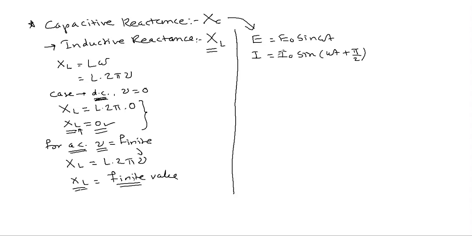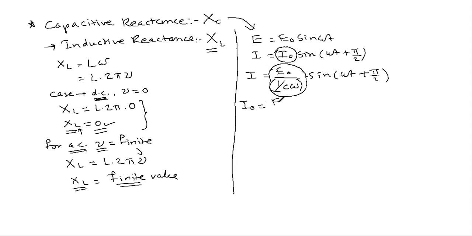Now what is the peak value of the current? When you compare, I is equal to E naught upon 1 upon C omega, into sine of omega t plus pi by 2. So this term is nothing but I naught. So I naught is equal to E naught upon 1 upon C omega.